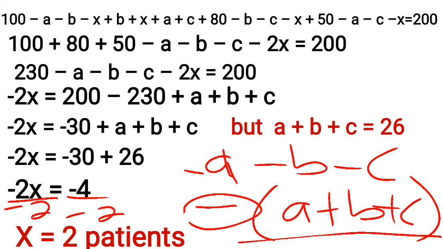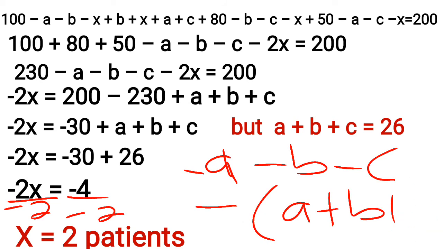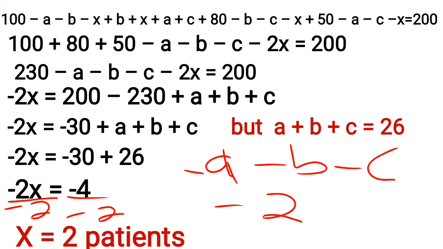Okay, so now you can have minus 26, because A plus B plus C is going to be 26, so you get minus 26. Now work fine. That is if you should have done it straight over here. It should have been minus into parenthesis A plus B plus C, so you get 230 minus 26 minus 2x equals 200, and that will also give you the same thing. I decided to group like terms before.